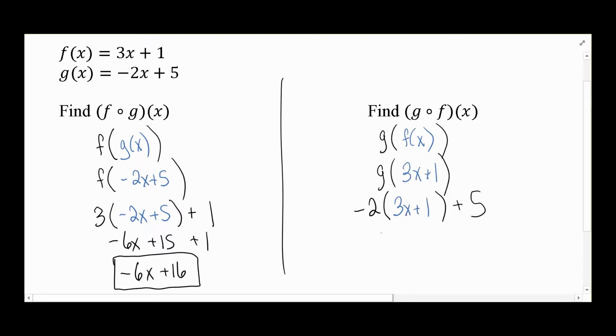Now it's just a matter of simplifying. Distribute that negative 2, and then combine like terms. And there's g of f of x.